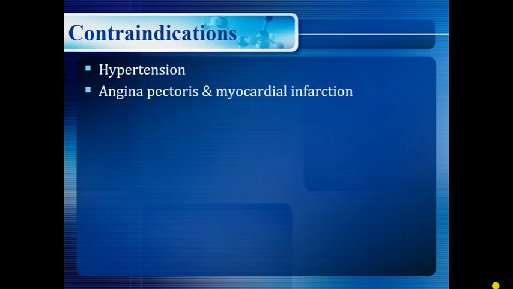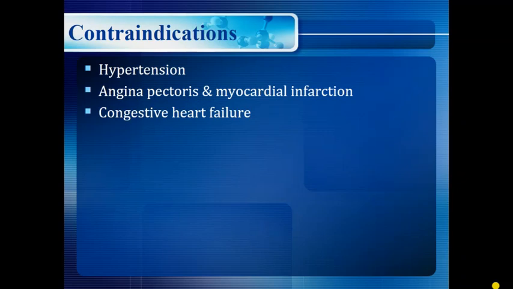Because of these dangerous side effects, we should know the contraindications of adrenaline also, which means where you should not use adrenaline. The first contraindication is hypertension. Patients who are already hypertensive should not be given adrenaline because the blood pressure will shoot up further, which can be life-threatening for that patient. It should not be given to patients of angina pectoris and myocardial infarction, where the oxygen supply to the heart is already compromised. By giving adrenaline, it will increase the oxygen requirement of the heart muscle, which will precipitate angina pectoris or myocardial infarction.